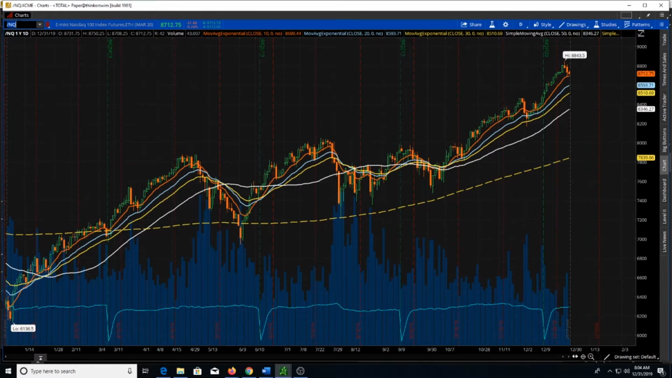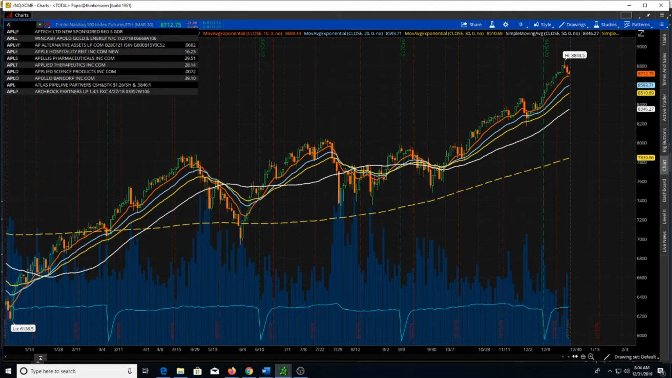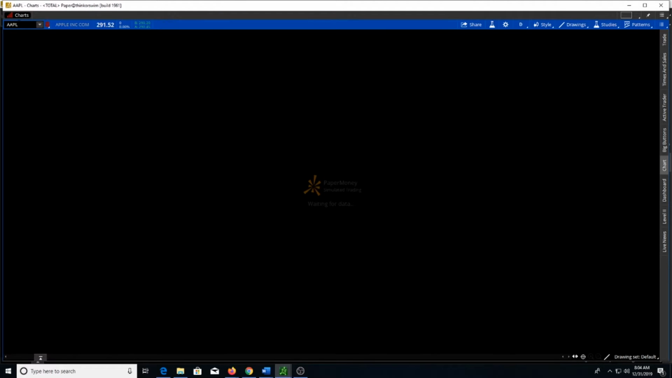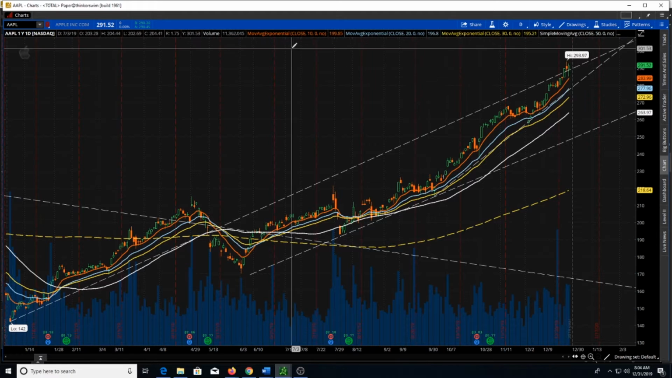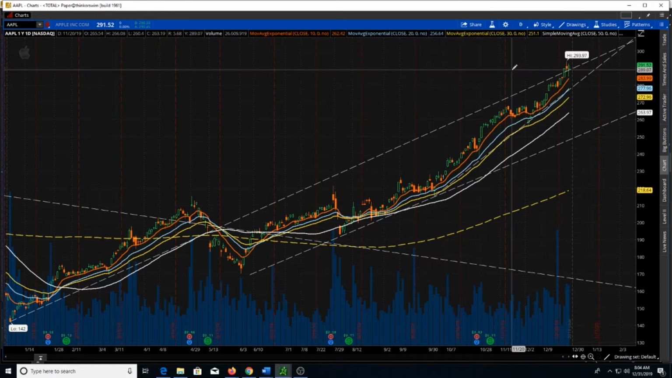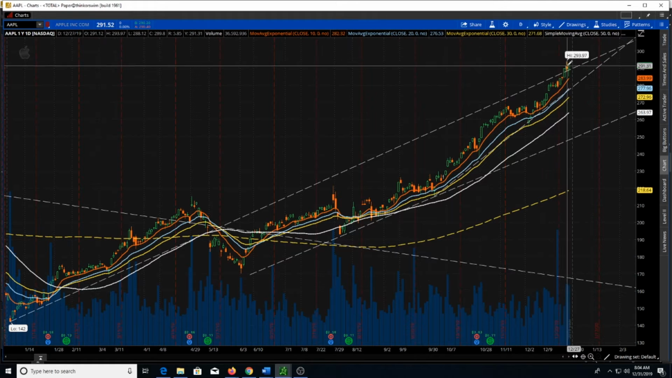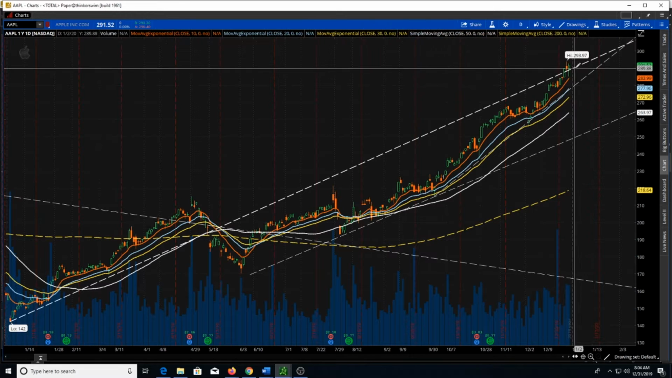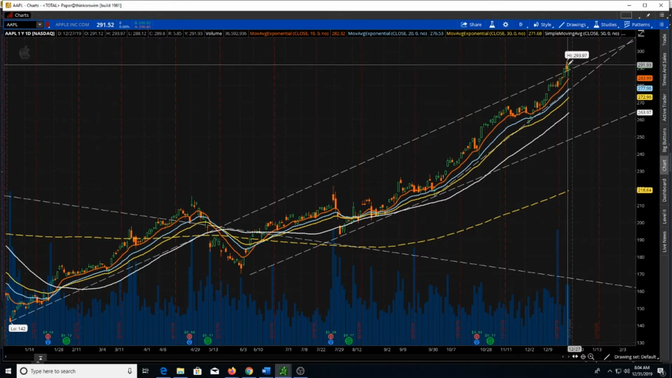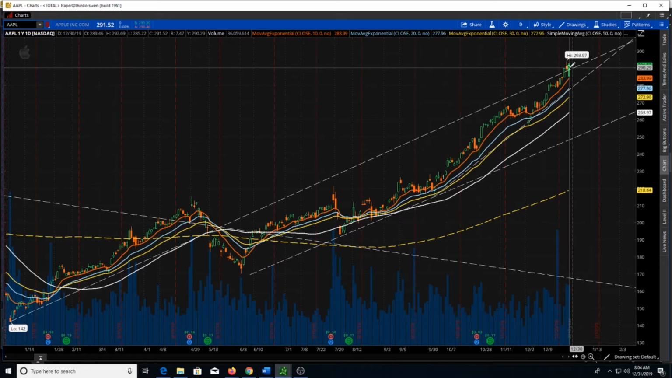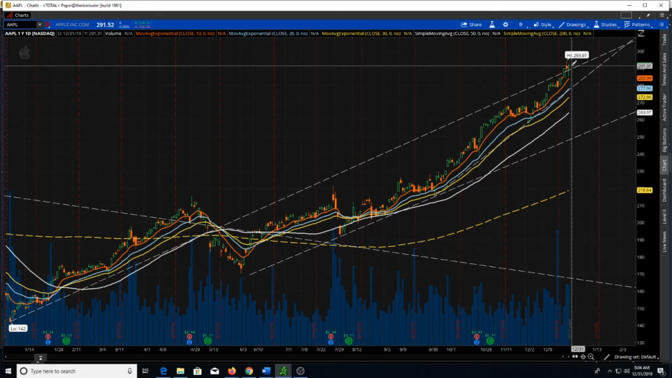I'll switch over to the Apple chart. We can see a little bit of a conflicting signal here based on our candles on Apple. This is a strong candle here, showing maybe a potential of an up move. Then day before yesterday, Friday, we had a down move indicated here. Yesterday we have an up move indicated here.